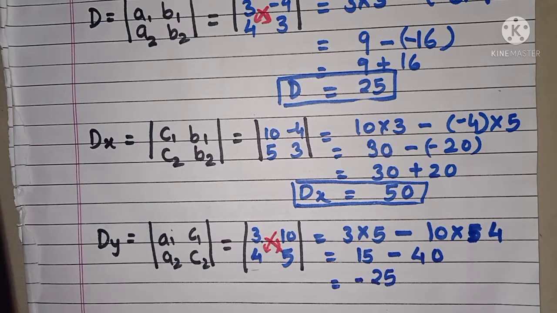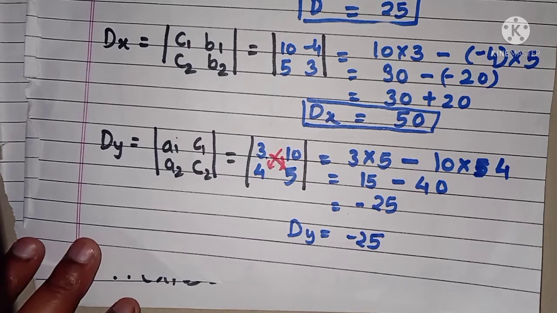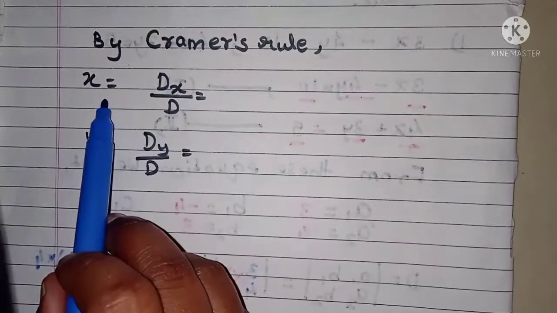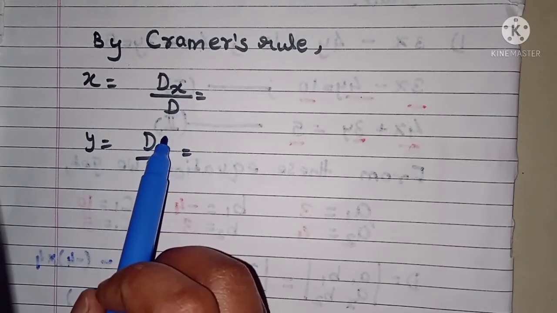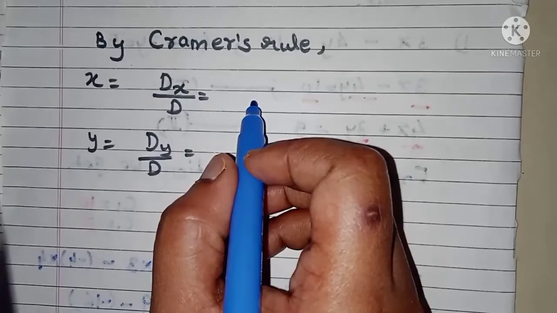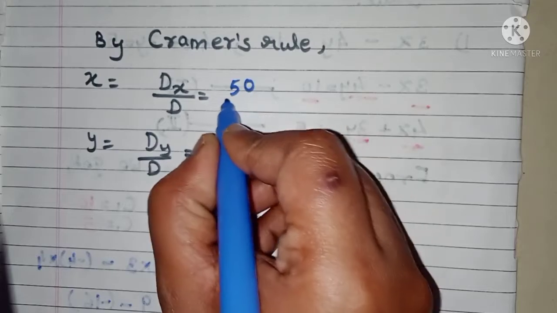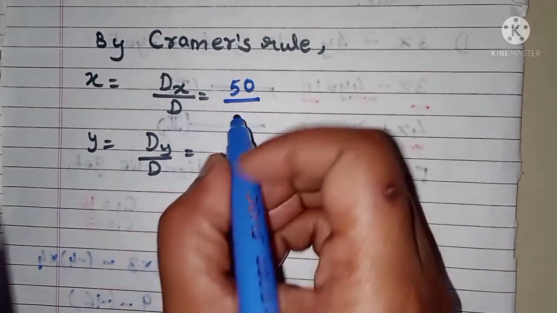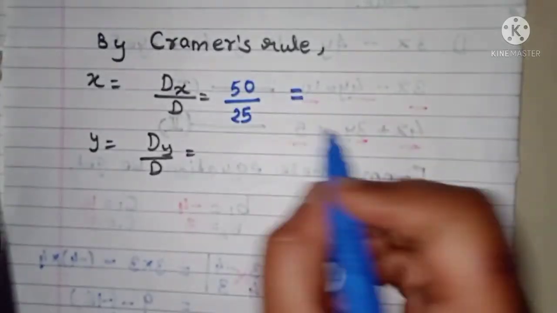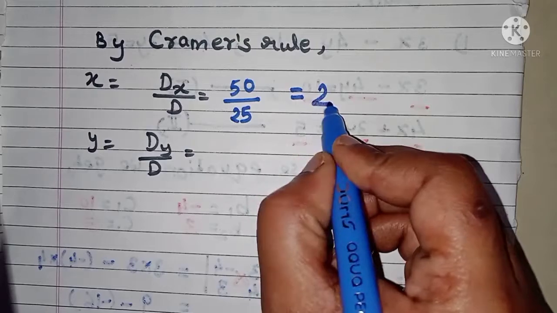Now we will find dy. You got dy as minus 25. We have to write by Cramer's rule. The formula for x is dx upon d, and the formula for y is dy upon d. The dx value is 50, divided by d's value, which is 25. So 50 and 25 if we divide, it will come 2.